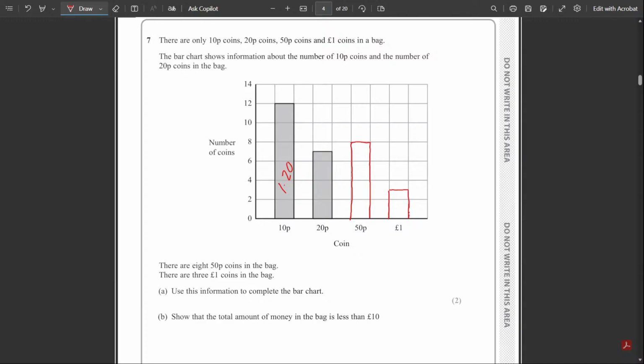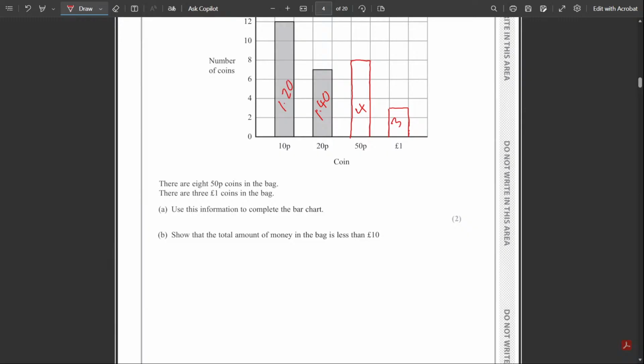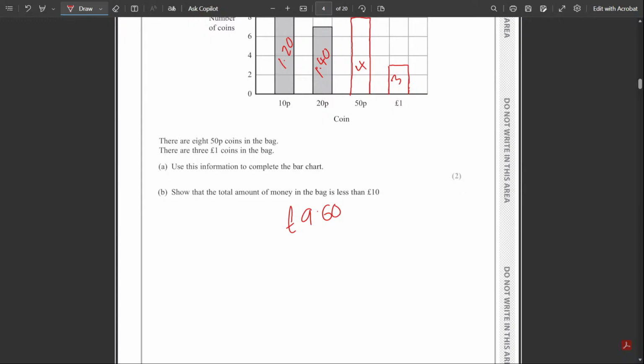That's £7. 7 20p coins is £1.40. 8 50p coins, so that's £4 and £3. So altogether 7, 8, 9, £9 and 60 pence. So that's what we're going to say here: £9 and 60 pence, which is less than £20, so £10.